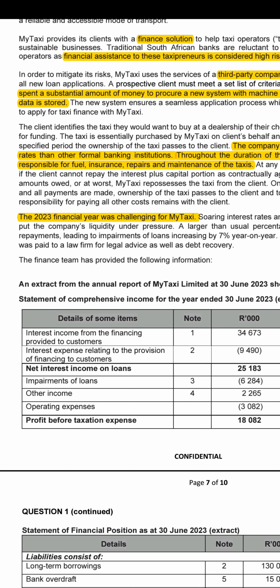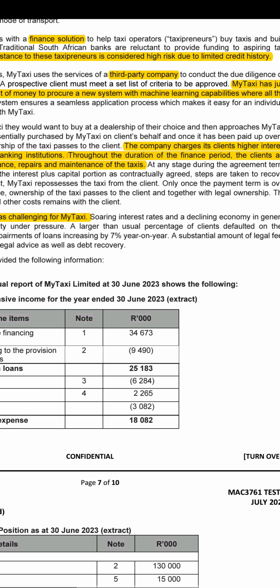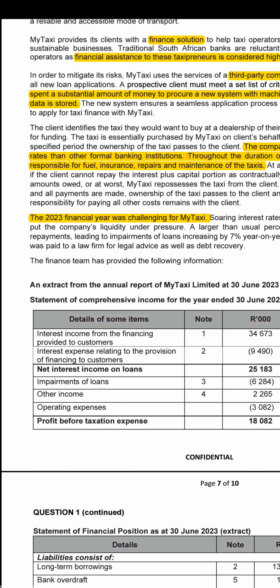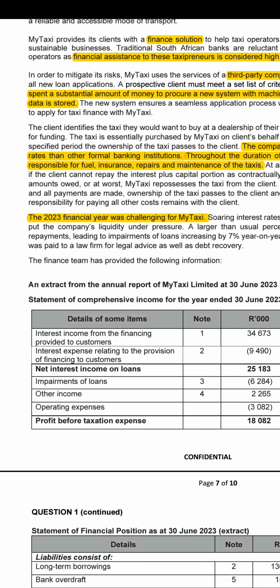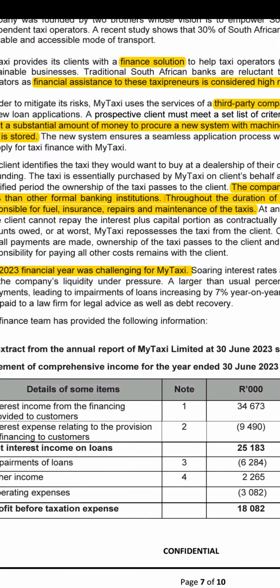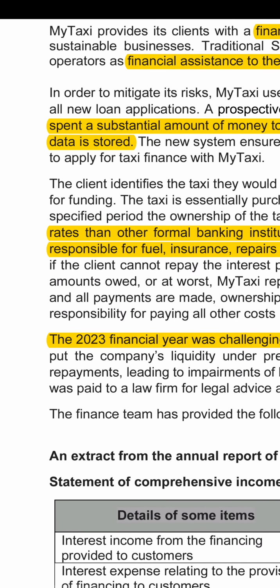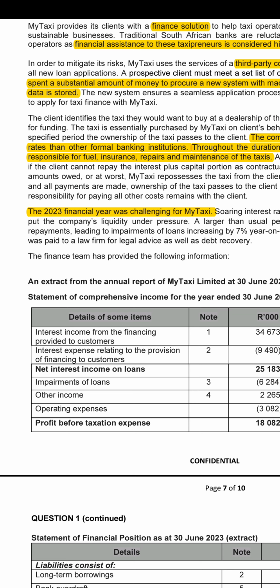Okay, and make this interactive. Type in the comments what would this be, the implications of this. That's what you need to be thinking about, right? So here they're giving us reasons as to why. They're saying soaring interest rates and a declining economy in general put the company's liquidity under pressure. So that's very important, right? Soaring interest rates is one thing, but our liquidity is under pressure. And that ties in even more now where we were looking at this, where they spent a substantial amount of money, right? So liquidity is definitely a big thing here, right?